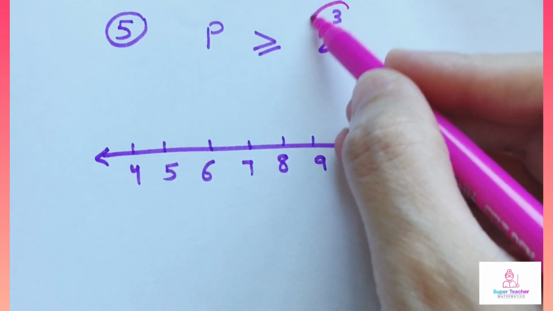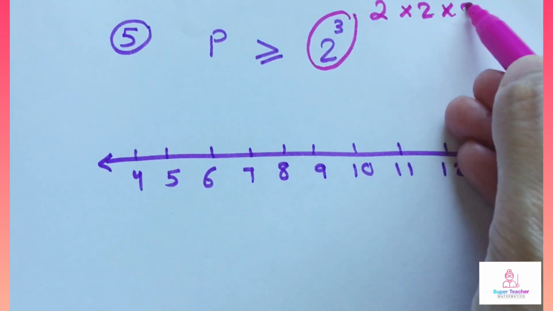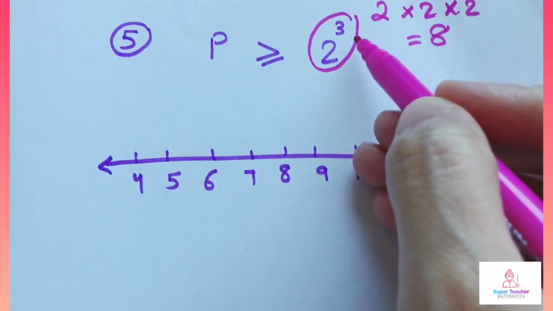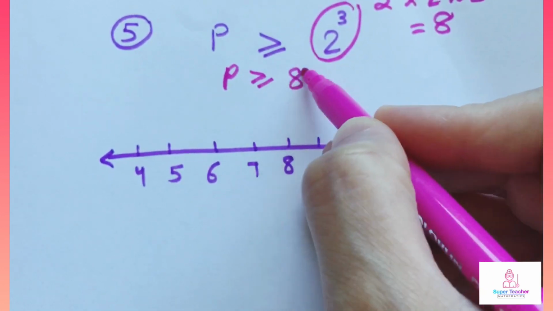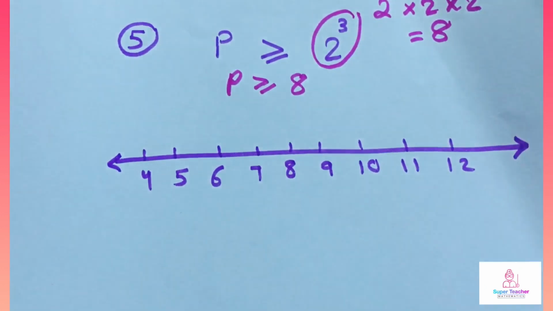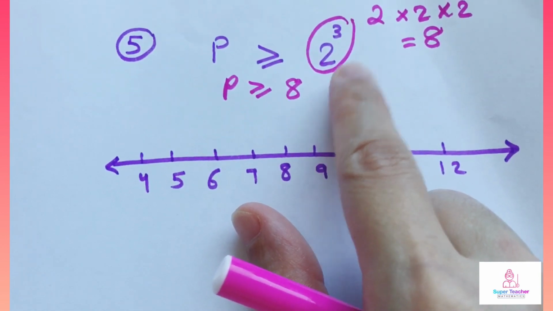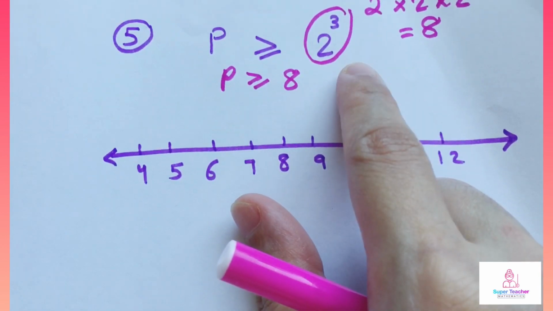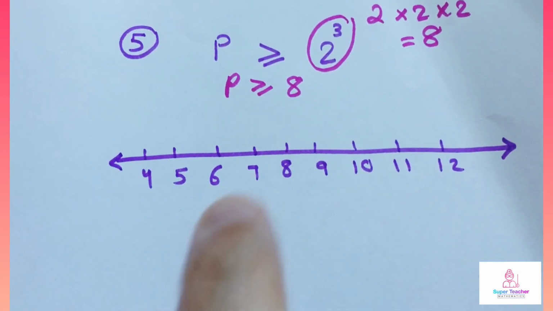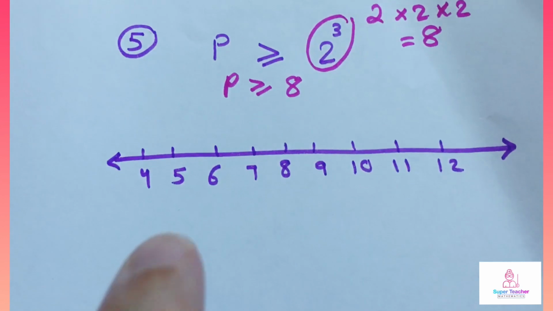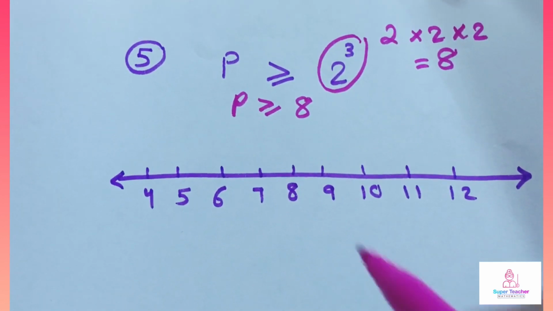Now number 5, p is greater than or equal to 2 cubed. But we know that 2 cubed is 2 times 2 times 2, which means 8. So instead of this, I can write p is greater than or equal to 8. If you didn't watch the lesson of powers and exponents, I'll put the link for you in the description box, so you can go back and see that lesson.